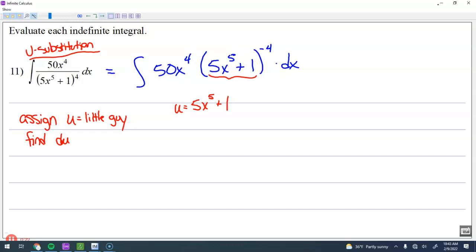So du is the derivative of u. So du would be 20x to the fourth, right? 25x, geez. 25x to the fourth. You can't expect me to know it all.